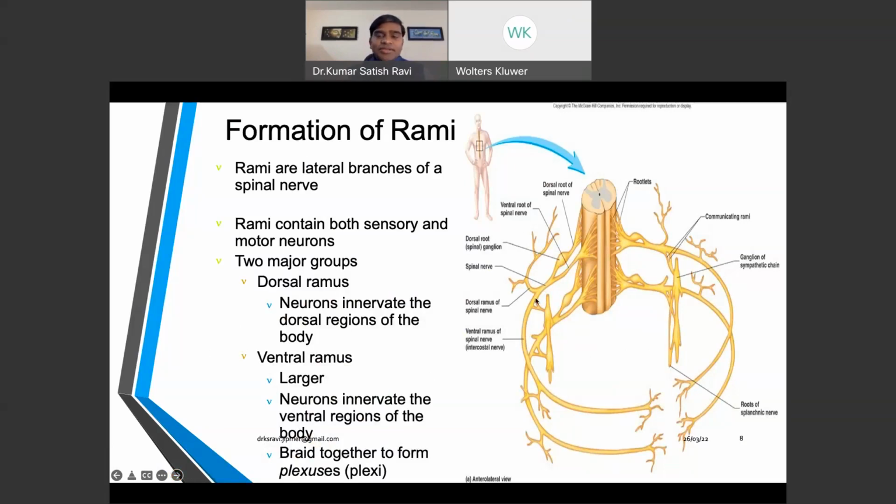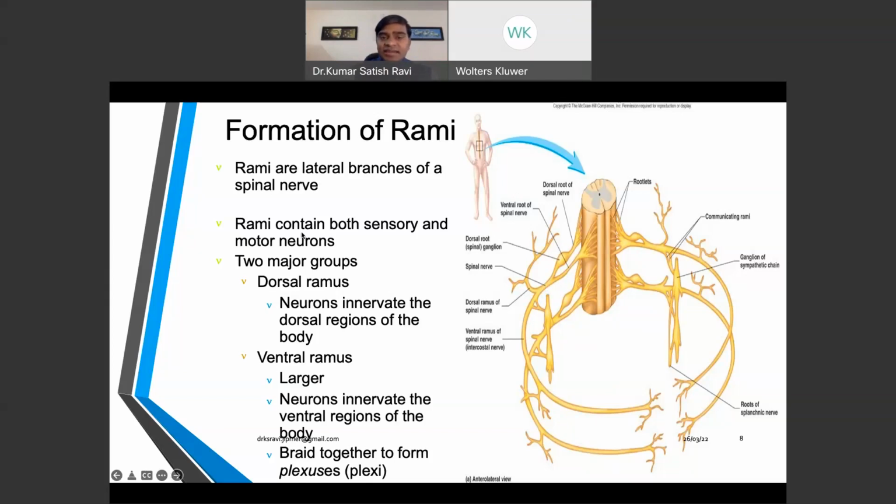So what I wanted to say is that we have two roots. One is the ventral root, another is the dorsal root. The ventral root and the dorsal root will unite to form the spinal nerve, and this spinal nerve will further divide into the dorsal ramus and the ventral ramus.